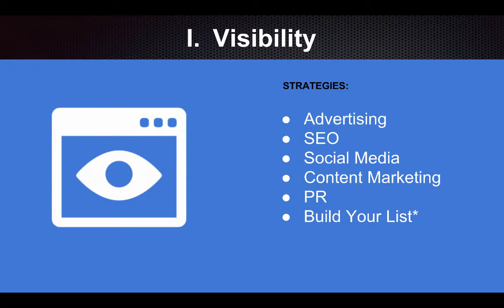You want to have visibility. There's different ways to have visibility. You can have visibility through advertising. You can buy visibility, right? You can put your message in front of people by putting it on billboards, putting it in commercials, on TV, radio, PR. You can focus on search engine optimization. You could use social media. You could do content marketing, putting content out on various places.